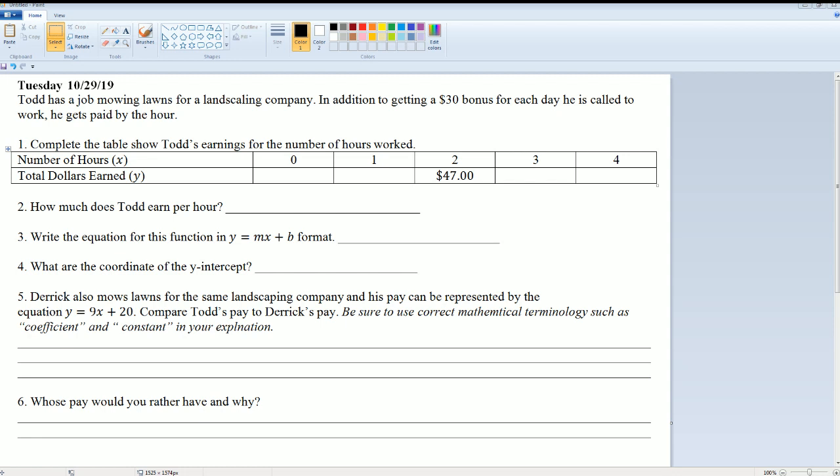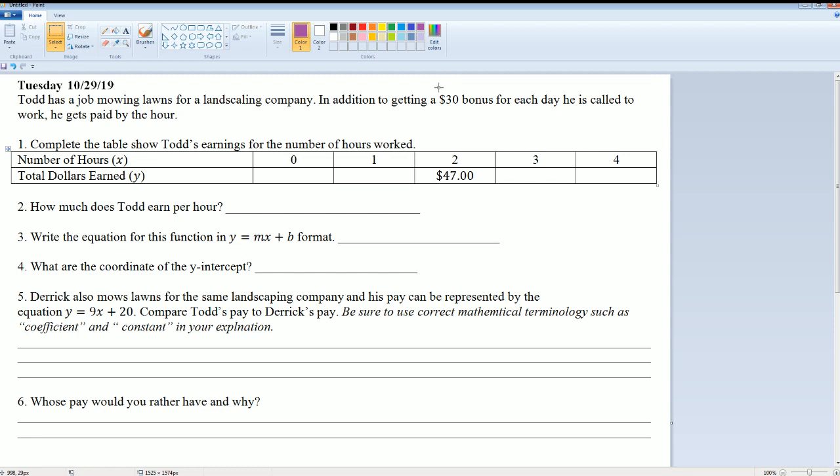What we have here is that Todd has a job mowing for a landscaping company. In addition to getting a $30 bonus for every single day he is called to work, he gets paid per hour. These are the number of hours he worked, and this is how much he earns. At 2 hours, he makes $47. But notice here, I would like you to see something.